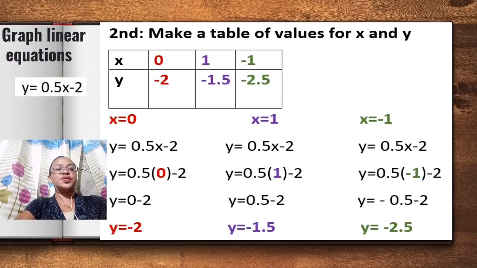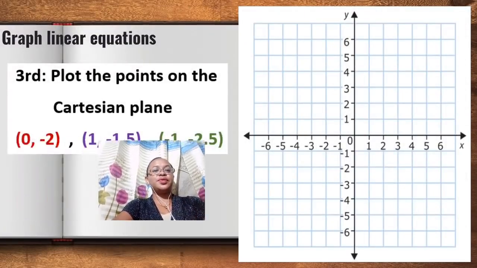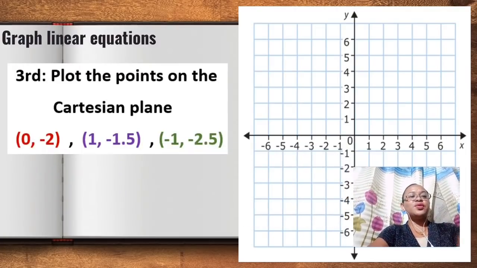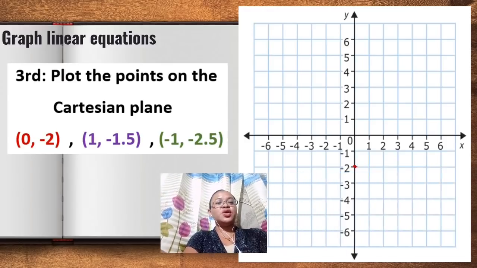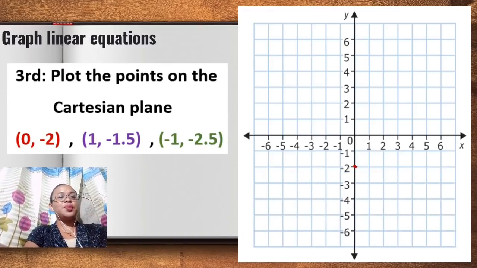So we will go to the third step in graphing. Those three pairs of numbers become our 3 points. So the first point is 0, negative 2. The second point is 1, negative 1.5. And the third point is negative 1, negative 2.5. So we now plot these points.